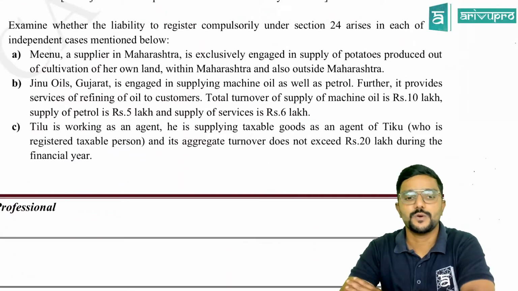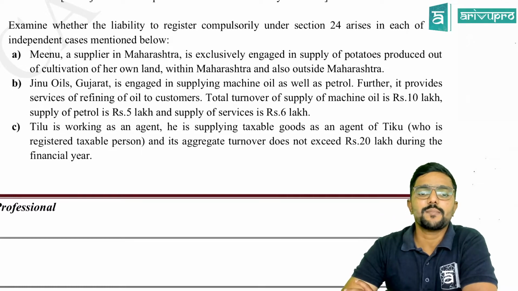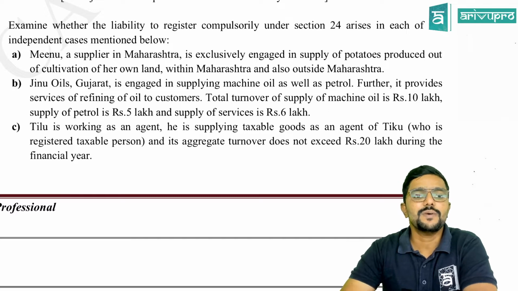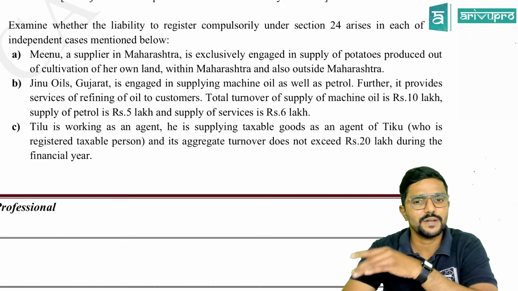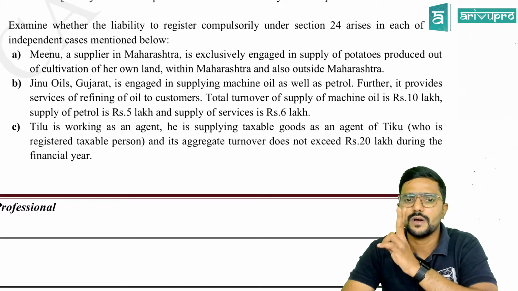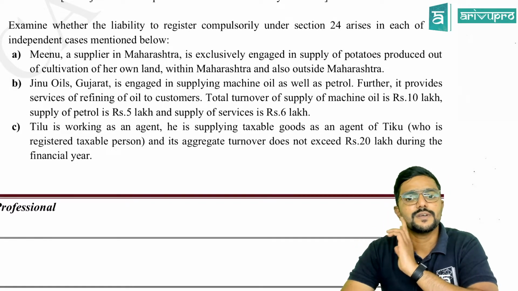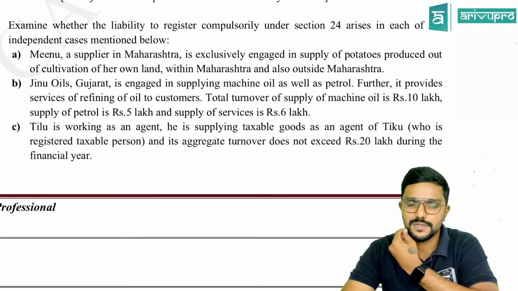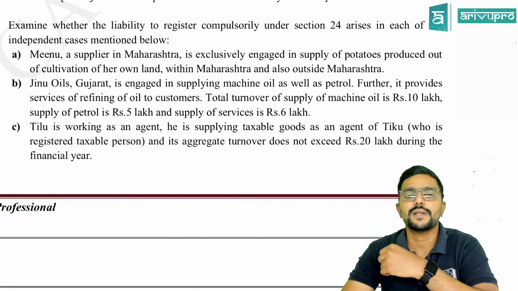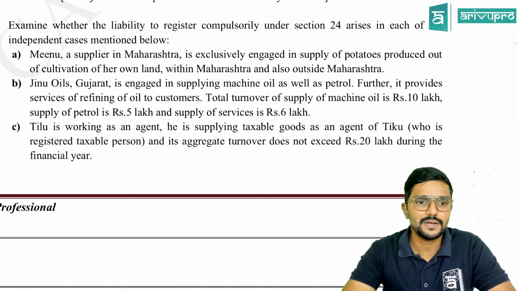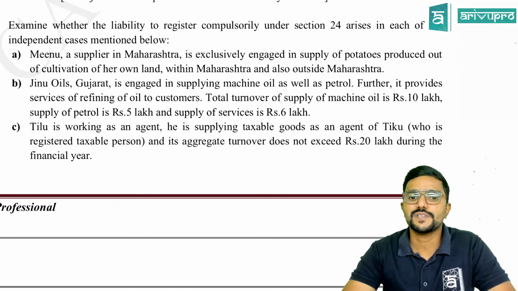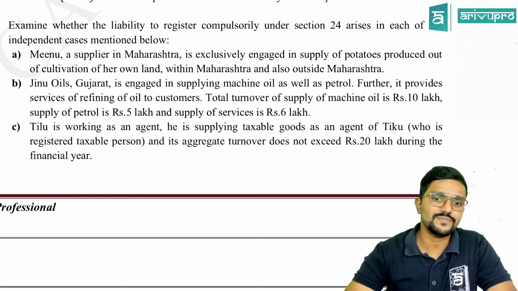Genu Oils, Gujarat, is engaged in supplying machine oil as well as petrol. Further, it provides servicing of refining of oil to customers. So they are supplying two things, oil and petrol, plus it also provides a service, that is refining of oil to customers. Total turnover of supply of machine oil is 10 lakh, supply of petrol is 5 lakh, and supply of services is 6 lakh. Okay.